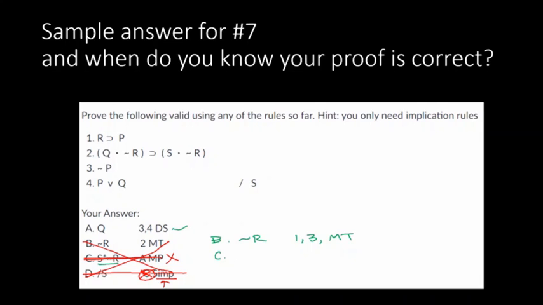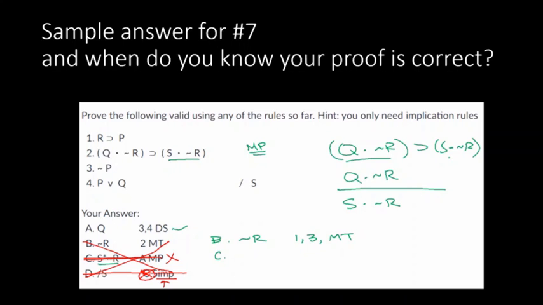S and not R is this consequent. So there's an attempt to use modus ponens to derive the consequent, right? Modus ponens states that if you have a conditional and the antecedent on a line by itself, then you can derive the consequent on a line by itself. So, question, do we have or can we get this ingredient? 1, 2, 3, 4, A, B, we don't have it, but we sure can get it.